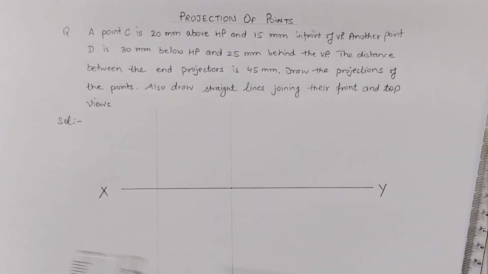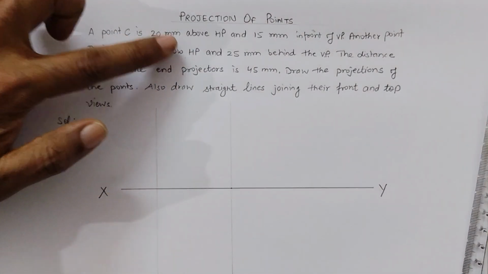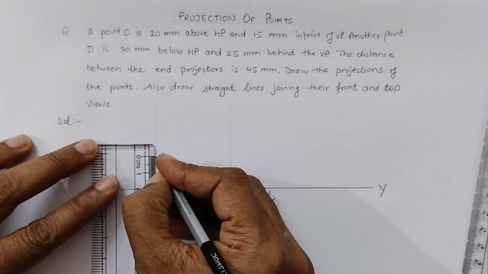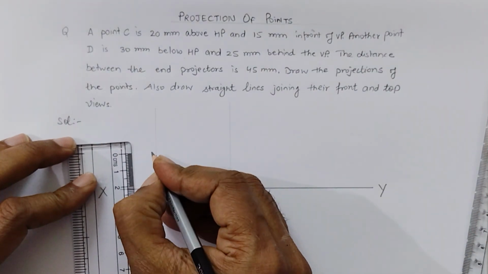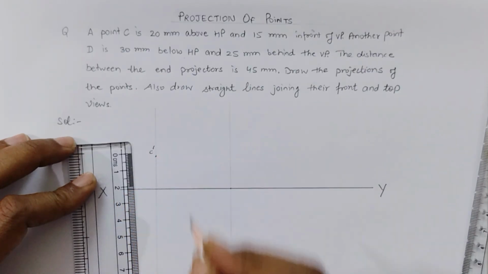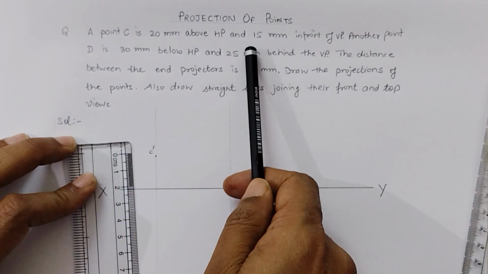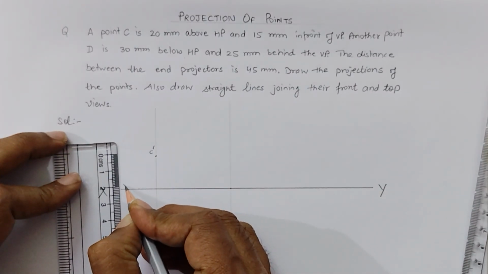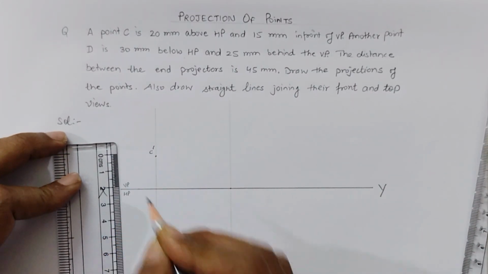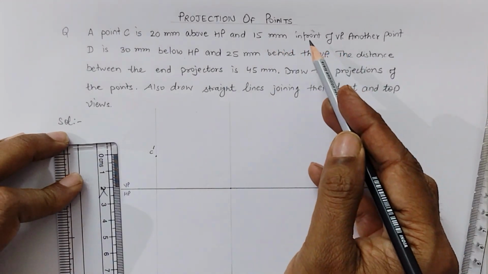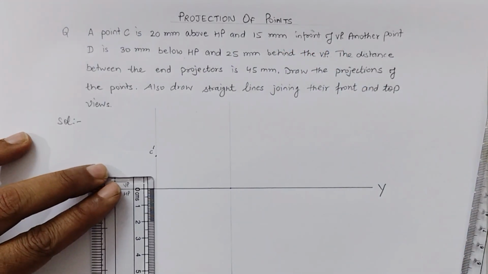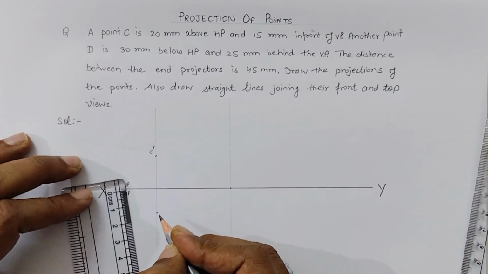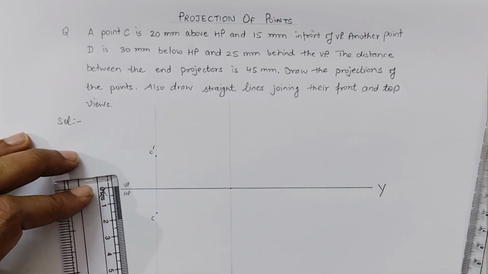Now as given, it is 20 mm above HP, so we will mark 20 mm above HP. This is the point, that is point C dash, and 15 mm in front of VP. Because this is the first quadrant, so for this point we will mark 15 mm in front of VP, that is the down side. This will be marked as point C.